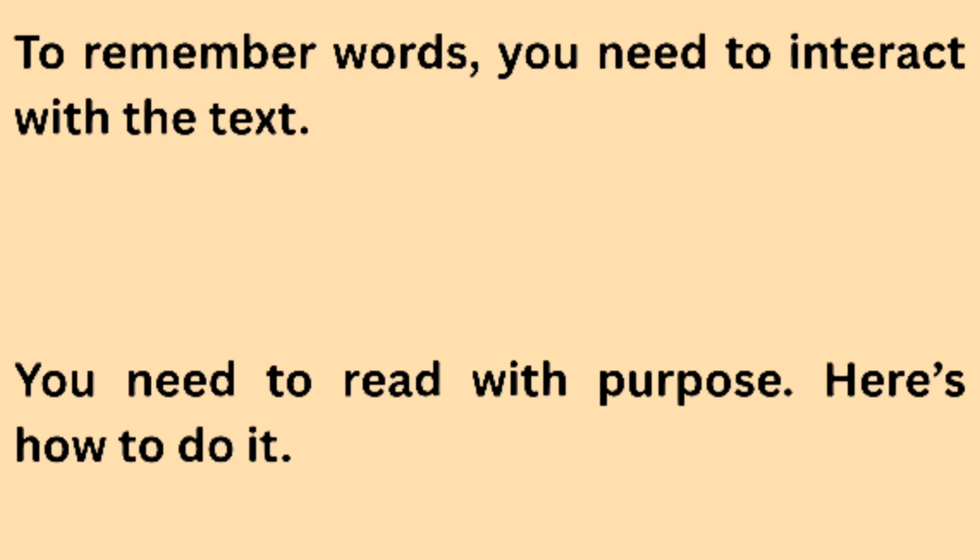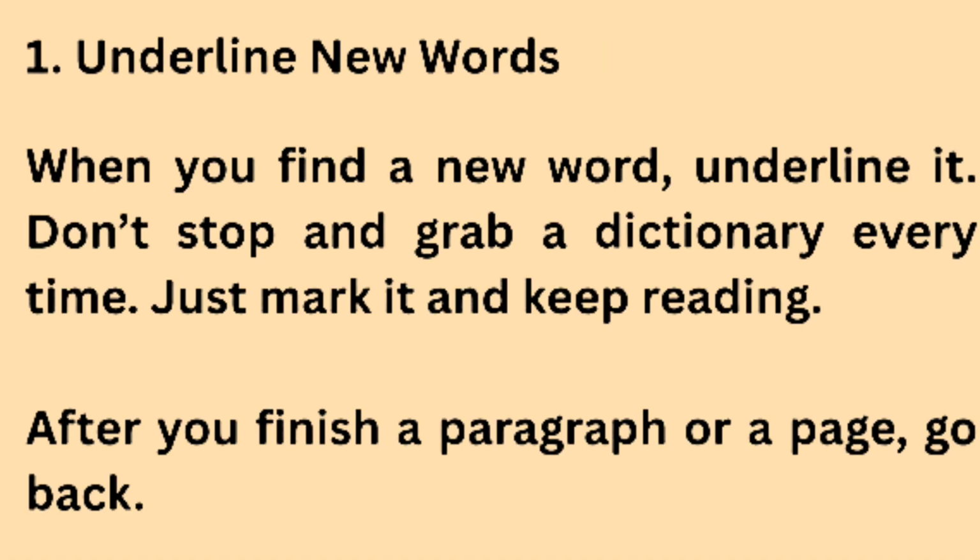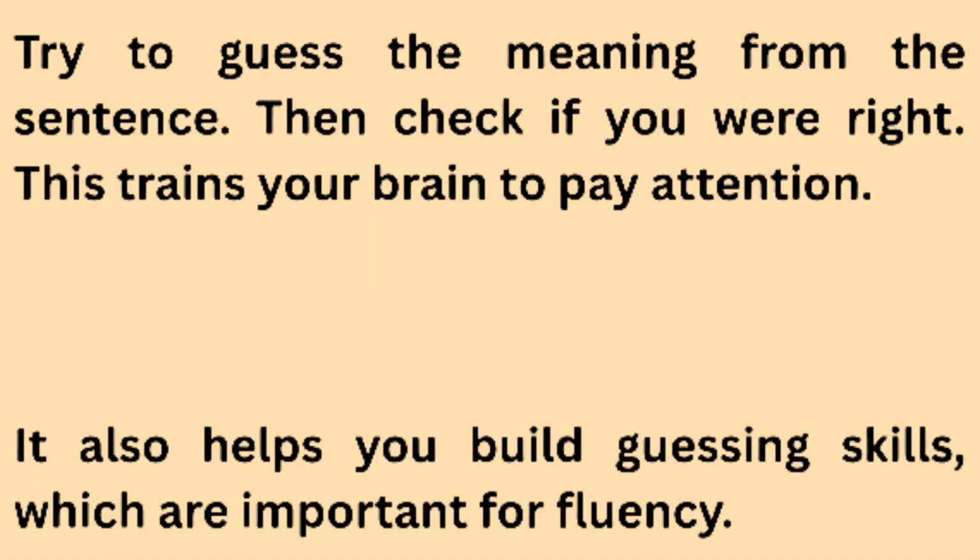To remember words, you need to interact with the text. You need to read with purpose. Here's how to do it. 1. Underline new words. When you find a new word, underline it. Don't stop and grab a dictionary every time. Just mark it and keep reading. After you finish a paragraph or a page, go back. Try to guess the meaning from the sentence. Then check if you were right.